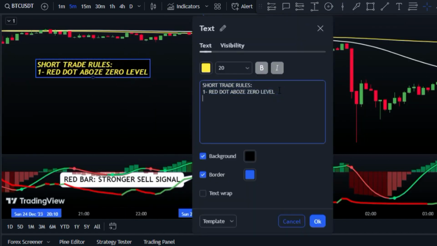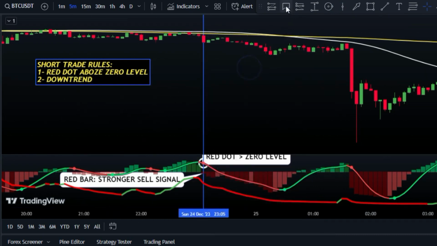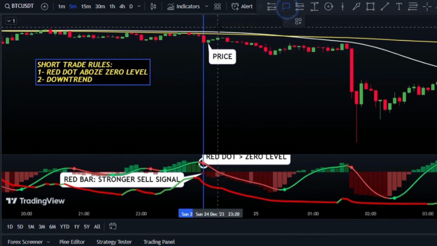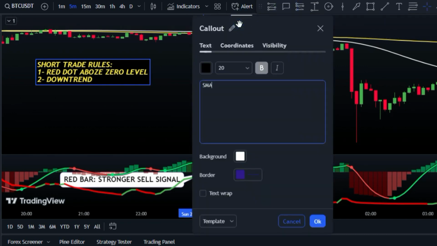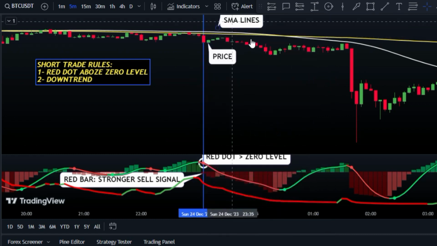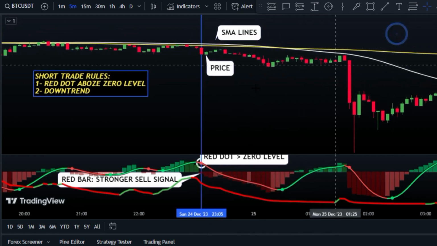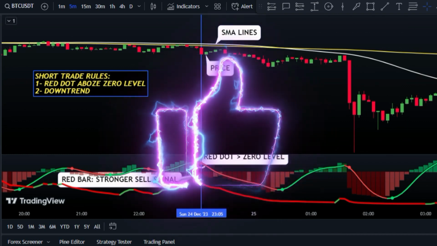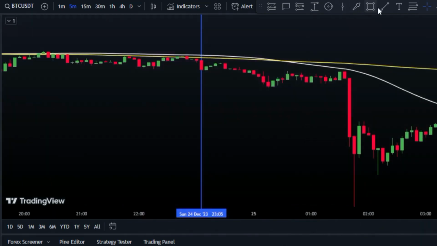Subsequently, we need to confirm that the market trend is bearish. For that, the price must be below the 200 SMA and 200 HMA moving averages. If these conditions align, you're all set to open a short position.